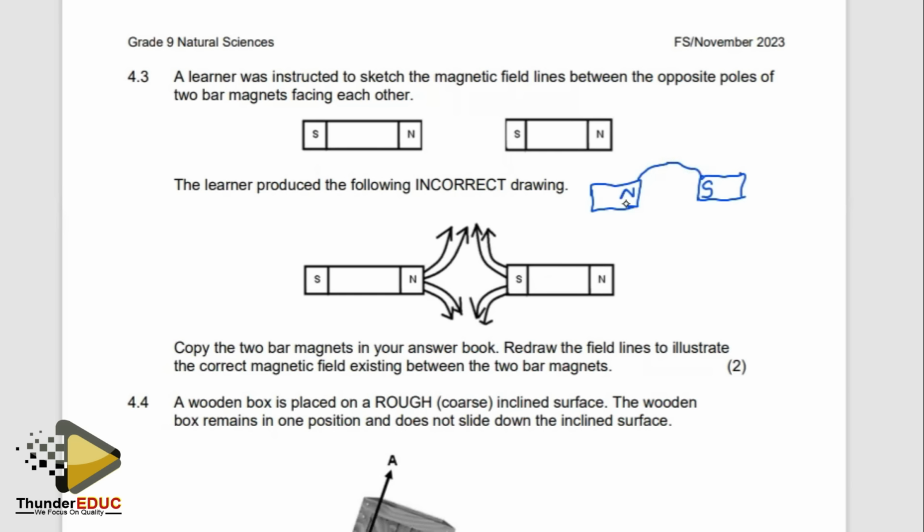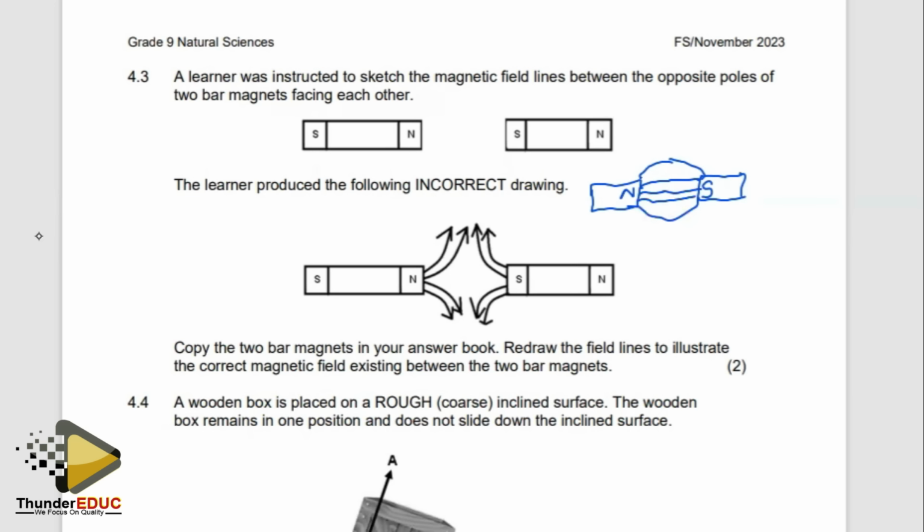So the North Pole is going to the South Pole, and then the South Pole is also going to the North Pole. So there is a force of attraction there. All the arrows should show the force of attraction. So we are having our force of attraction here, force of attraction here. We also show the force of attraction. There is attraction. And finally, this is how you are going to draw.